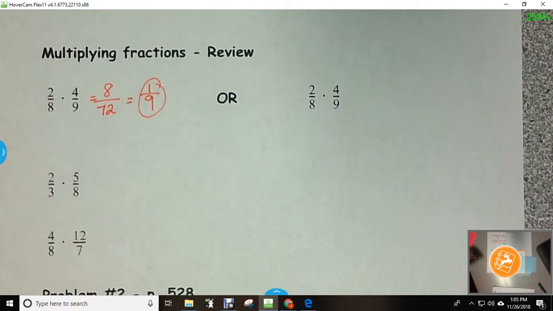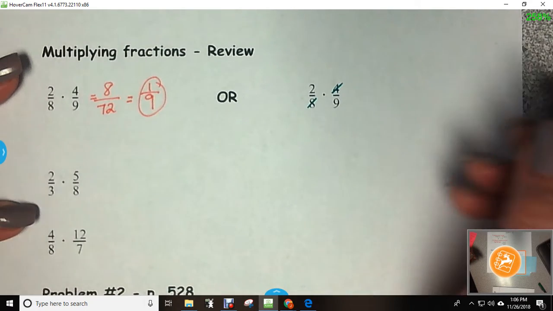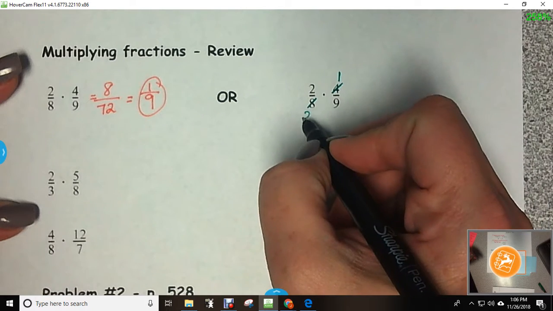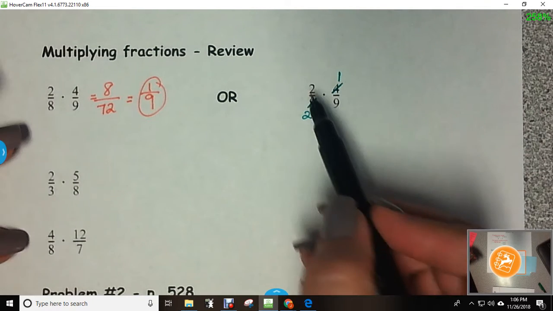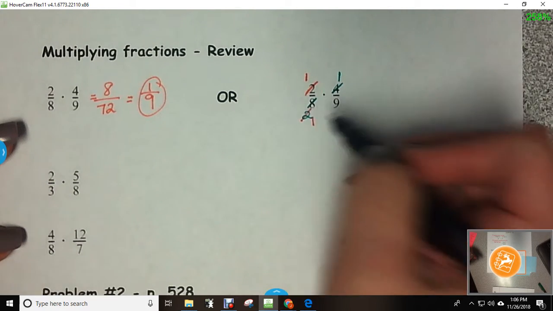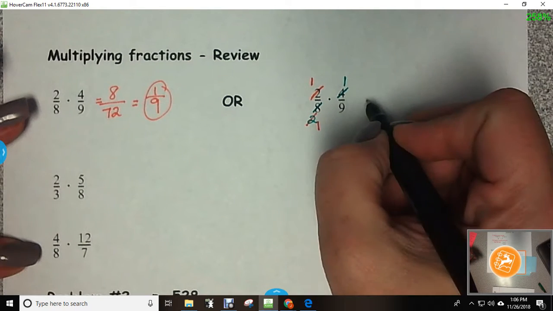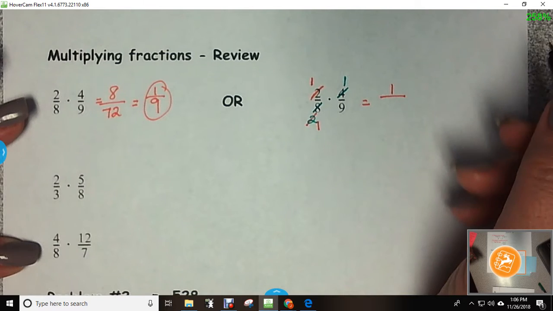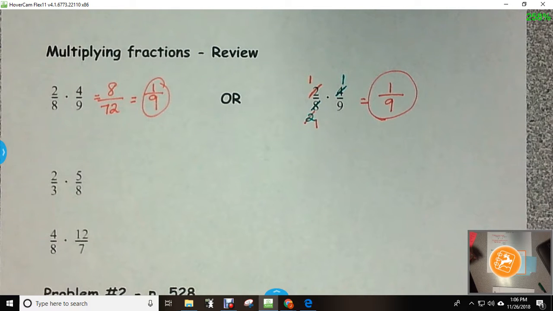The other way to do this is to cross-cancel or reduce. When you are cross-canceling, that's basically reducing anything on the top and the bottom, whether it's the same fraction or different fractions. Here, I can take the 4 and the 8, divide them both by 4. It's going to give me a 1 here and a 2 here. But then, within that same fraction, the 2 on the top and the 2 on the bottom, divide both of those by 1. And now the only thing I have left to multiply on the top is 1 times 1 gives me 1. On the bottom, 1 times 9 gives me 9. Same answer, 2 different ways.